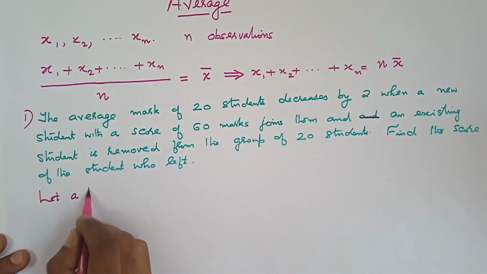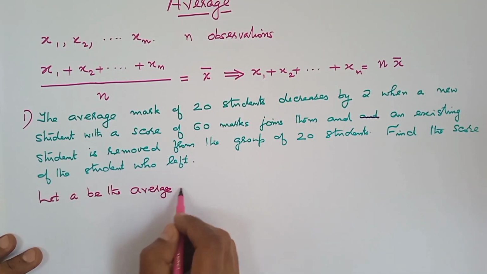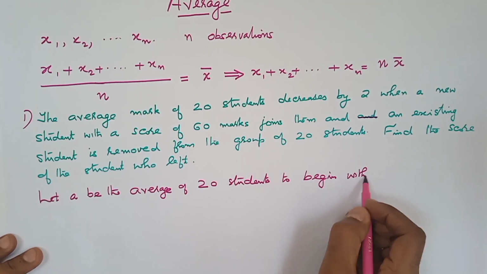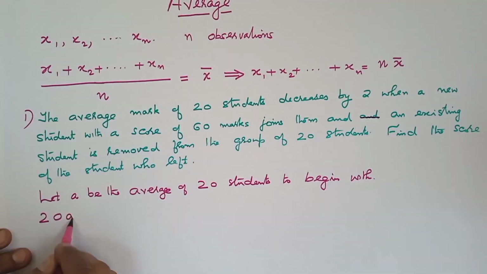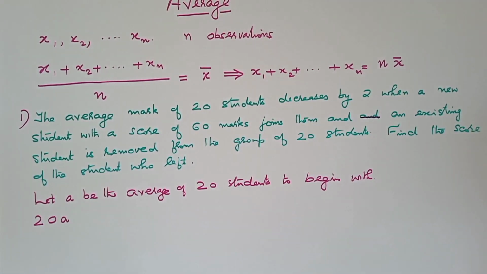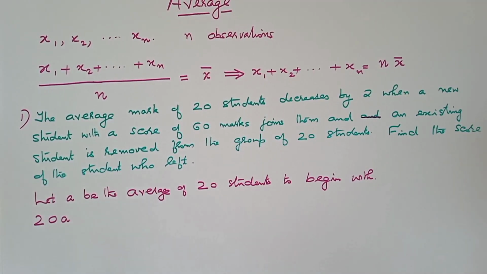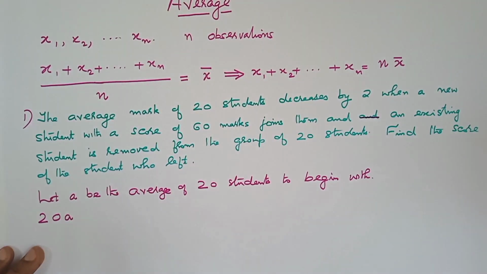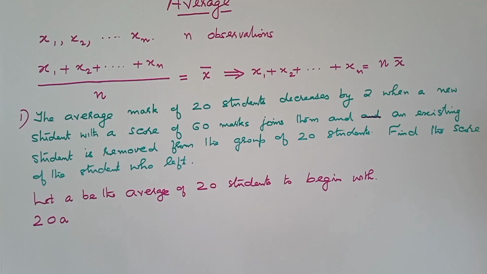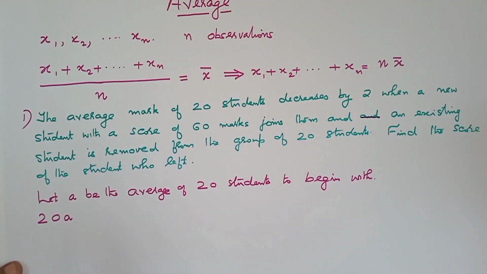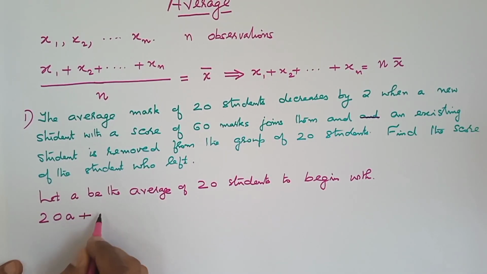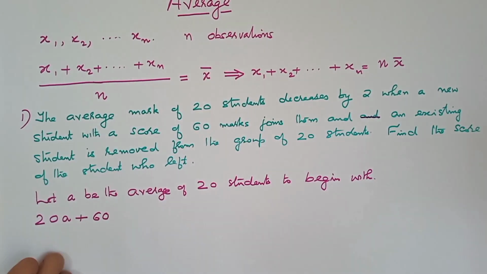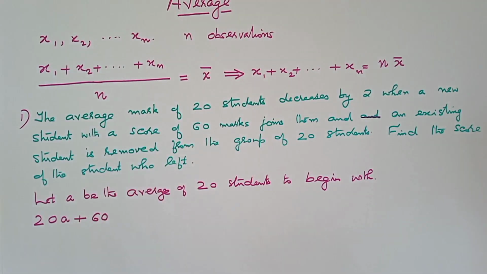Let A be the average of the 20 students originally. In that case, 20 into A will be what? The total score of all the 20 students. As you can see here, 20 is the number, this is the average. Now, a student with a score of 60 marks joining them, then this plus 60 will be what? This will be the total score of 21 students after a new student joins the group.